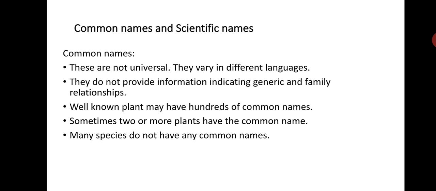For example, we call Vinca rosea as Sada Pushpa in Kannada, and in the same way Vinca rosea can be called by some other names in different languages. So this common name is not universal, and these common names do not provide any information regarding generic and family relationships. So a well-known plant may have hundreds of common names. Sometimes two or more plants have the same common name. Many species do not have any common names.